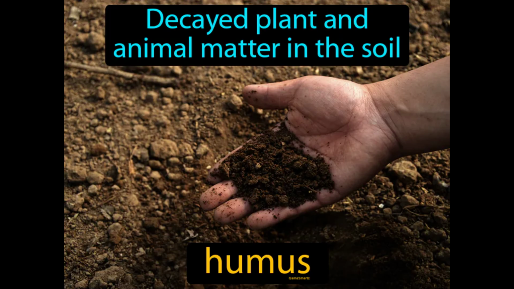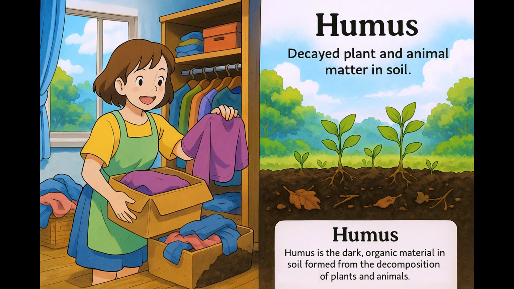Decayed plant and animal matter in soil. Humus. Humus is the dark, organic material in soil formed from the decomposition of plants and animals, helping to enrich and maintain soil health. Imagine trying to clean out your closet, getting rid of old clothes and items you no longer use to make space for new things.